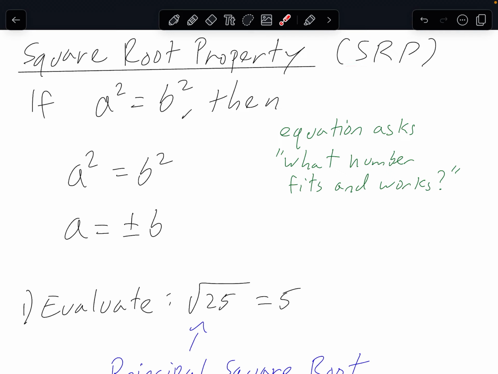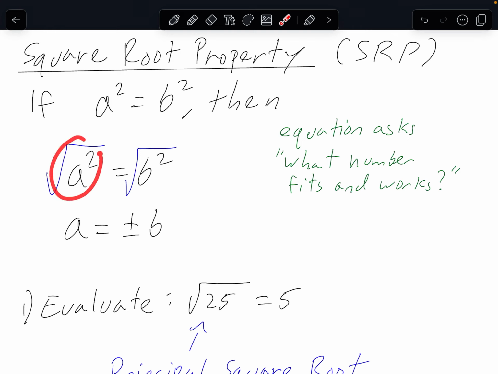So, if we have an equation like this one here, a squared equals b squared, then one technique we can use in order to solve it is something called the square root property, which allows us to take the square root of both sides of this equation. This is useful in certain types of situations, and we'll see the best places for it.